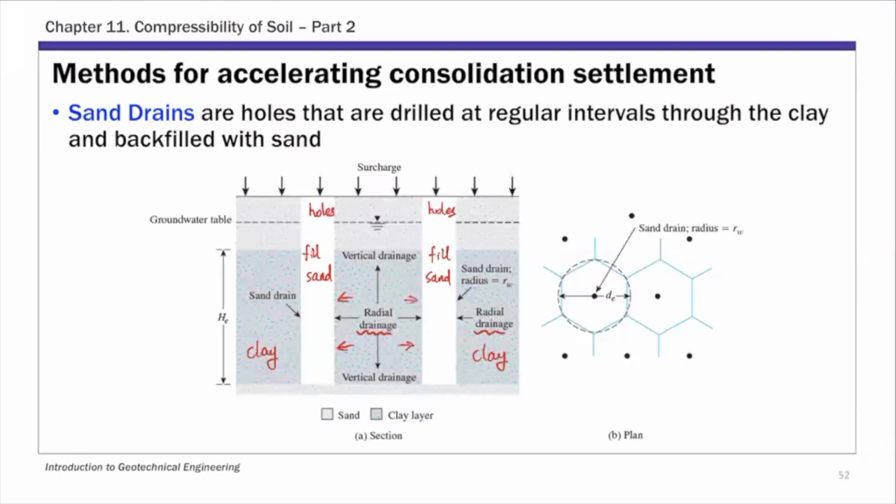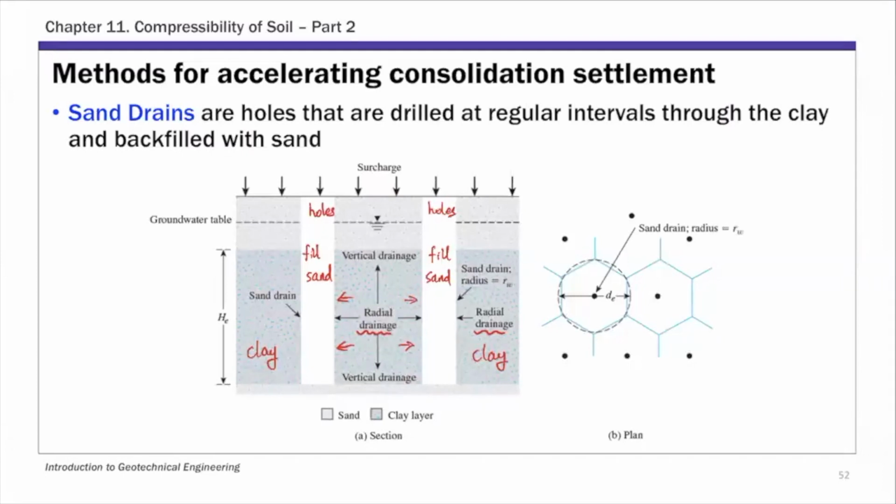So effectively, you're dramatically decreasing the drainage distance. So HDR gets reduced. And second, because water flows horizontally, this relates to what we discussed in chapter 7, permeability. If you recall, for natural soil, it's easier for water to flow horizontally because the permeability along the horizontal direction is much larger. So the second effect of this radial drainage is you're increasing the permeability and therefore increasing the coefficient of consolidation. So that's the idea behind these methods.